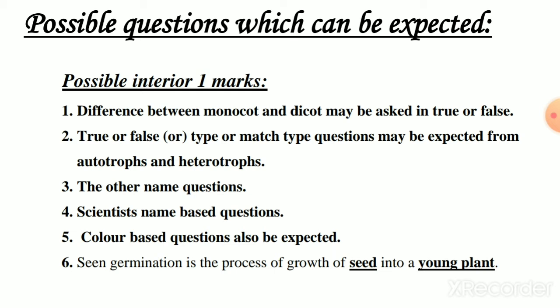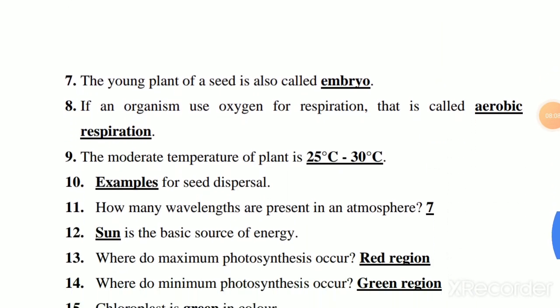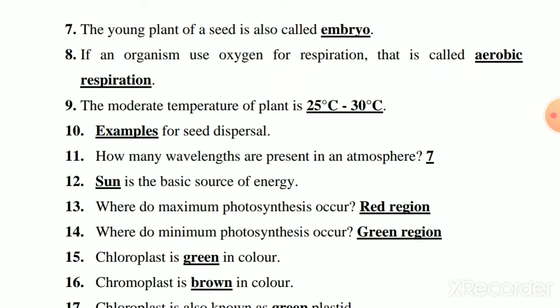Next, color based questions, I said. Seed germination. Now 1 mark questions. Seed germination is the process of growth of seed into a young plant. The young plant is also called embryo. If an organism uses oxygen for respiration, that is called aerobic respiration. The moderate temperature for plants is 25 degrees Celsius to 30 degrees Celsius. They can ask examples for seed dispersal: animal, wind, water. How many wavelengths are present in an atmosphere? 7. The sun is the basic source of energy.